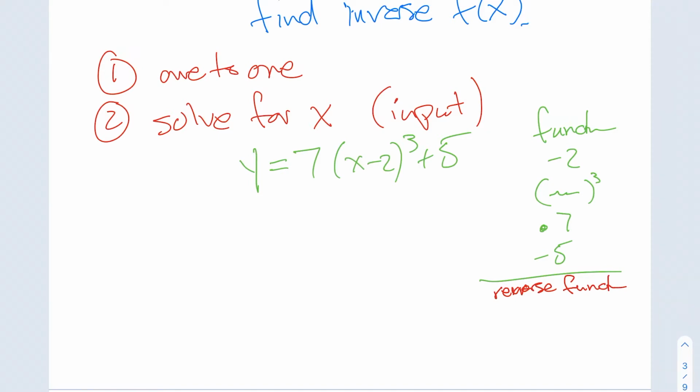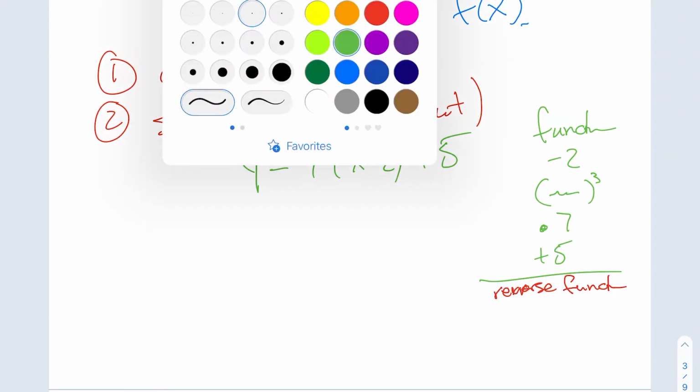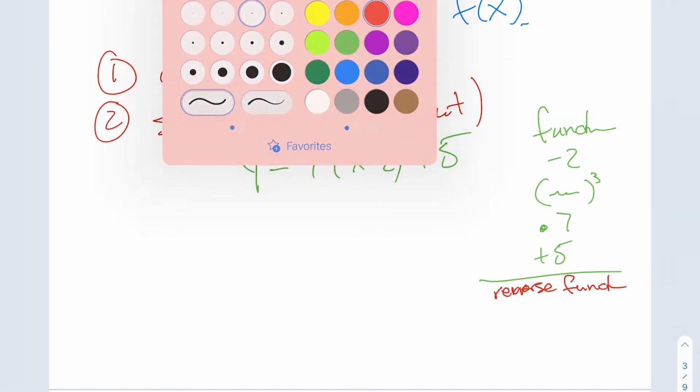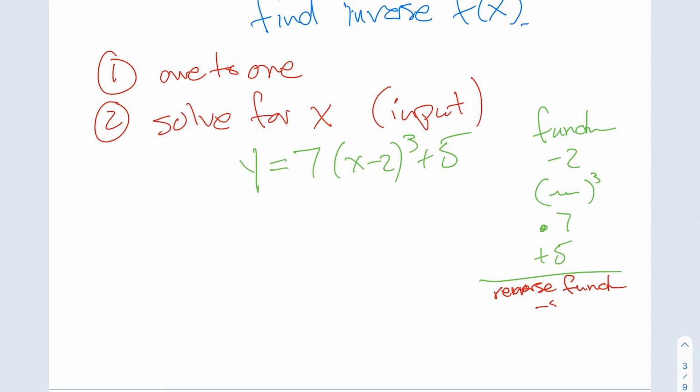Think about those four things in an order, and the last one you did was add 5. The last thing you did was add 5, so the first thing you have to do is subtract 5. And then before that you multiplied by 7, so to undo that you divide by 7.